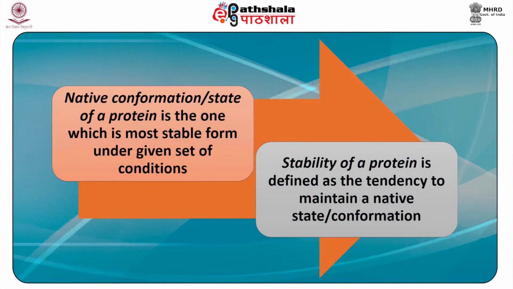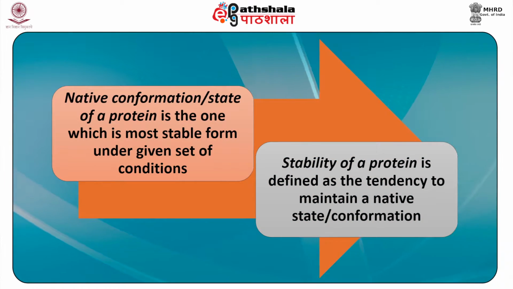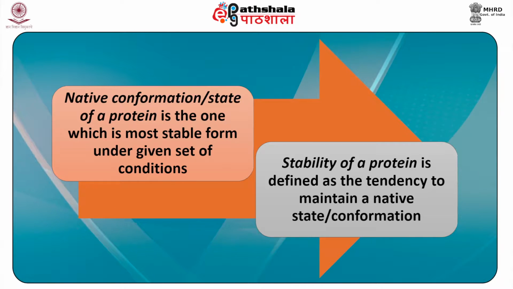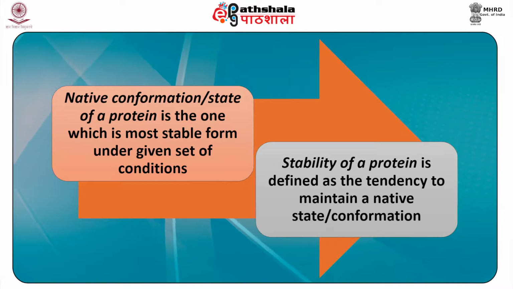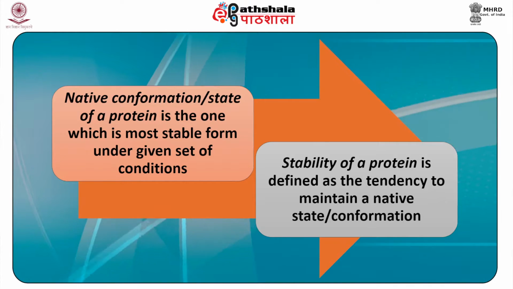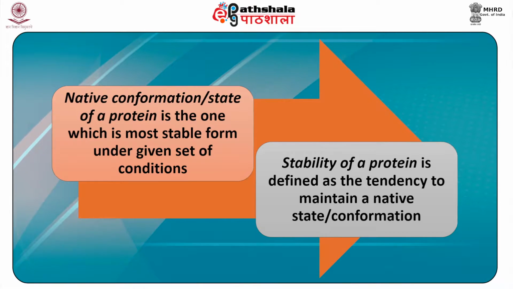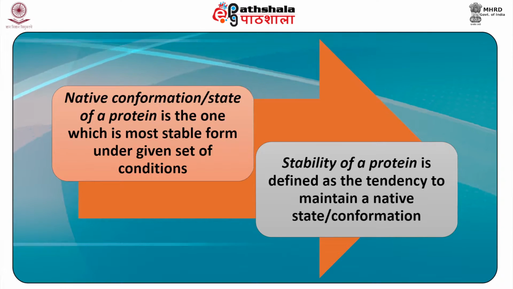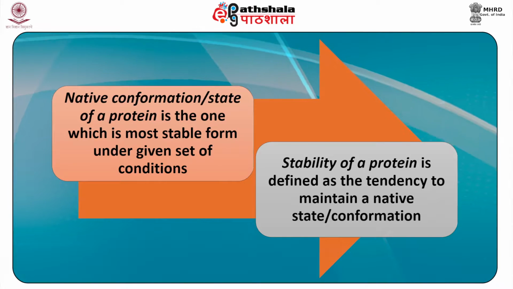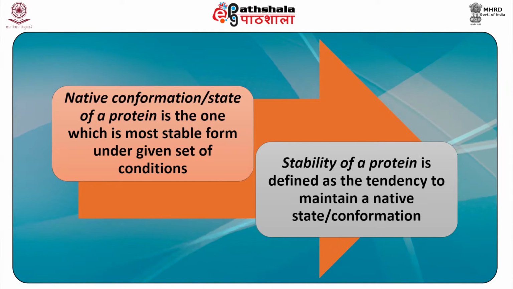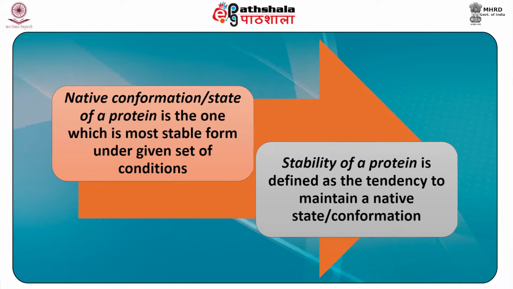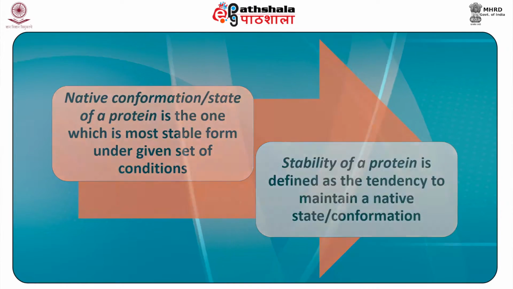The native conformation or state of a protein is the one which is the most stable form under a given set of conditions. So if we say the native form of a protein, it means the most stable under these particular set of conditions. Stability of a protein is defined as the tendency to maintain its native state or conformation.